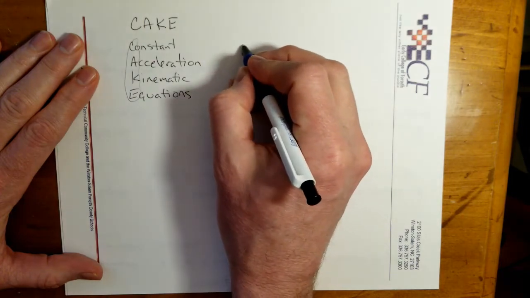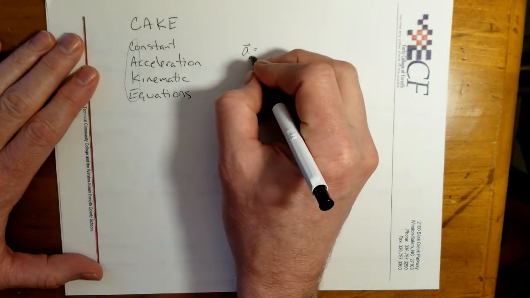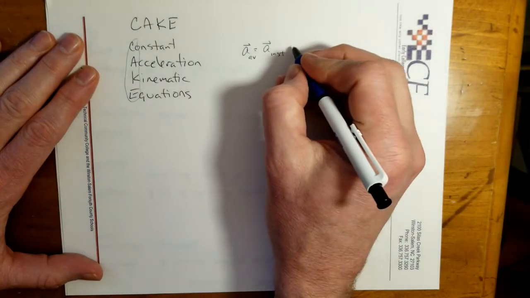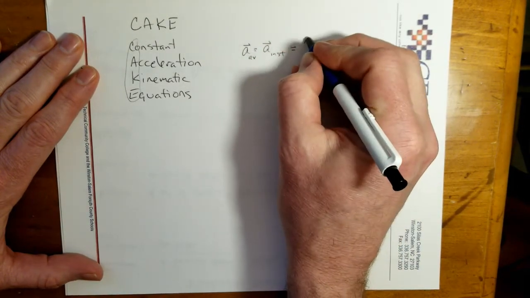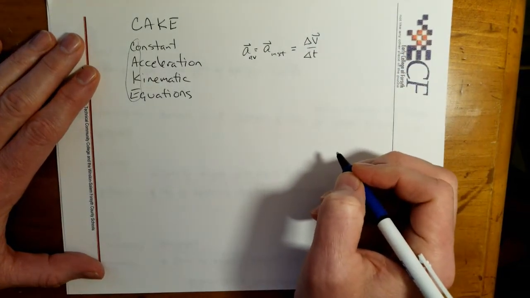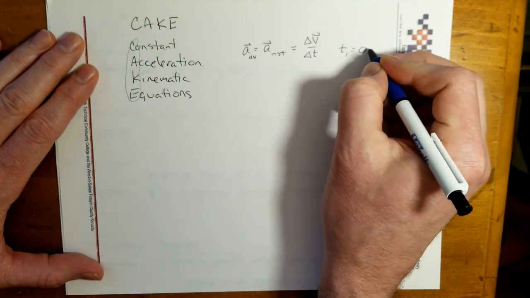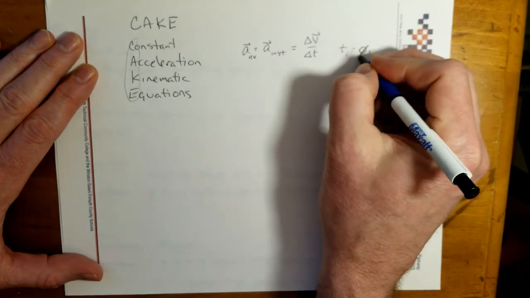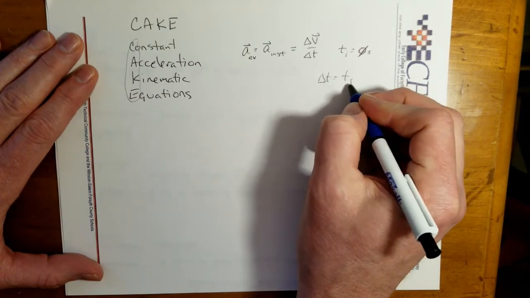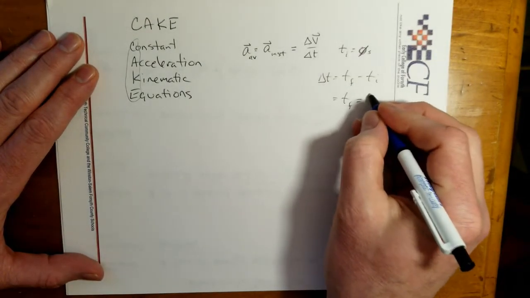So we start out with acceleration. If acceleration is constant, then average acceleration is equal to the instantaneous acceleration. So acceleration is the same at any point, and average acceleration is the change in velocity over the change in time. Let us assume for the sake of this that the initial time is 0, so t initial equals 0 seconds. In other words, we start the clock at the beginning of the problem. And so this delta t, which is typically t final minus t initial, just becomes t final. And since I'm only dealing with one time, I'm just going to call it t.